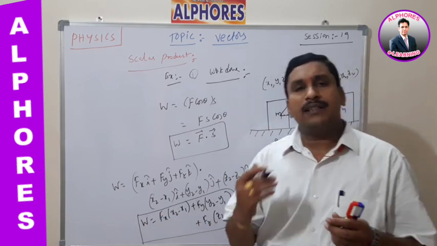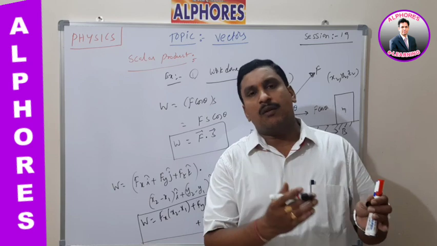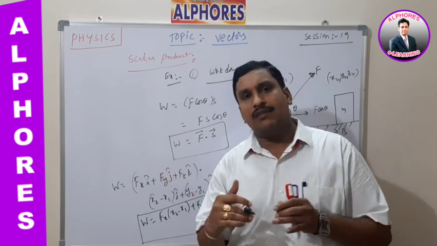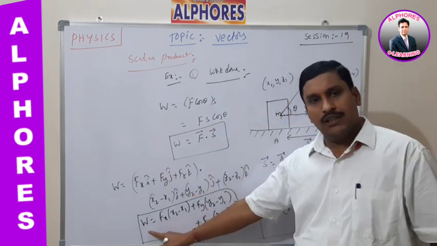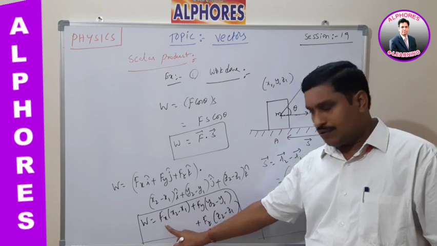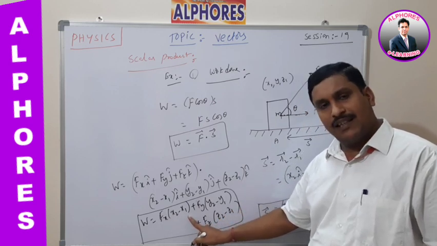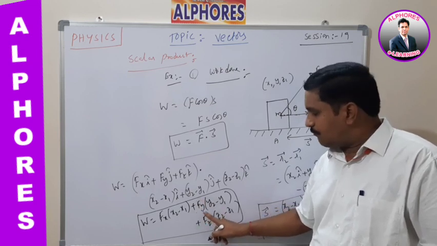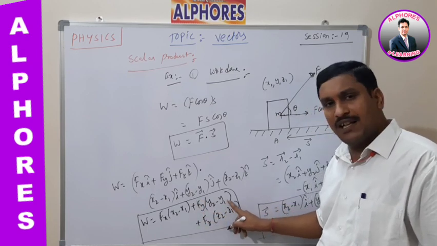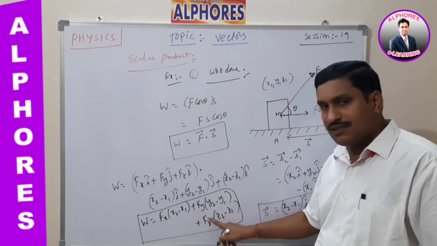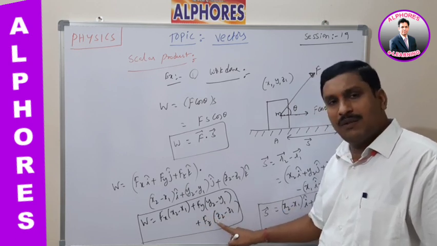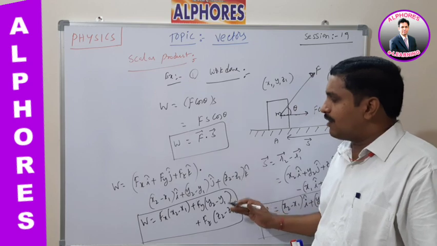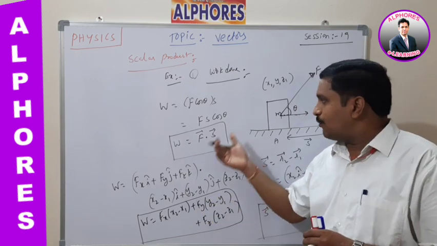That means by the application of external force, the particle moves from one point to another point. Now in that case, what is the work done formula? W is equal to Fx, the horizontal component of force, into x2 minus x1, the displacement along x direction, plus the vertical component of force into displacement along y direction, plus the component of force along z direction into displacement along z direction. So this is the actual formula for the work done in terms of position vectors.